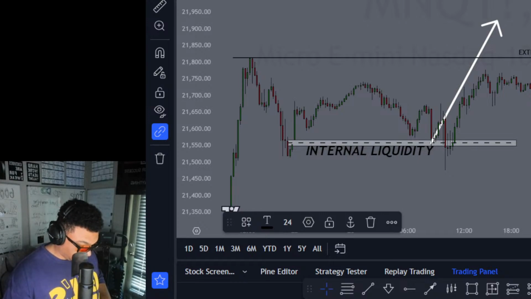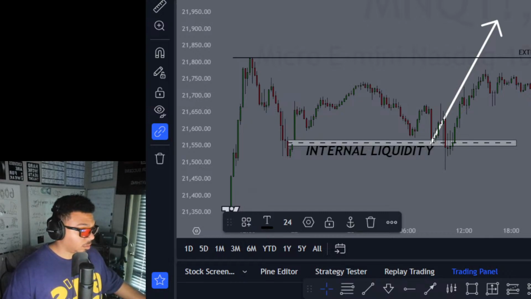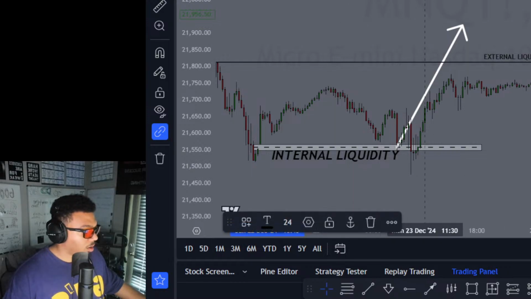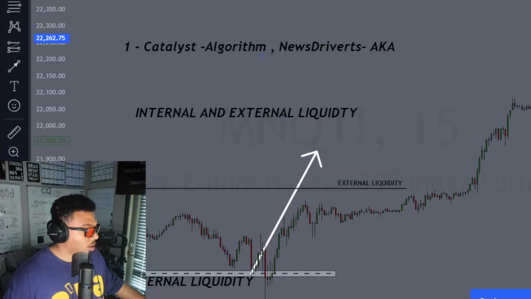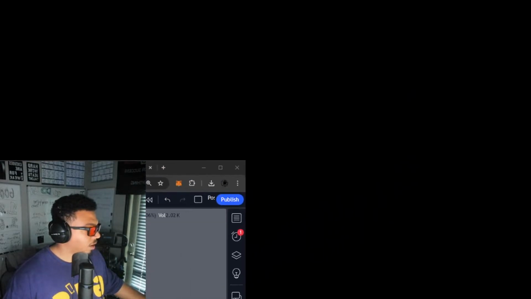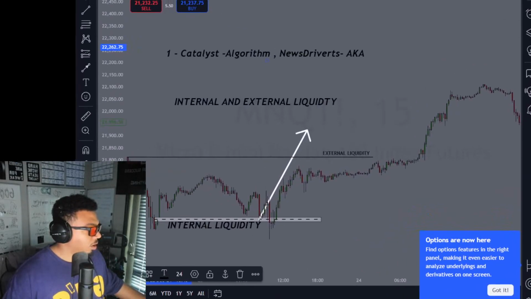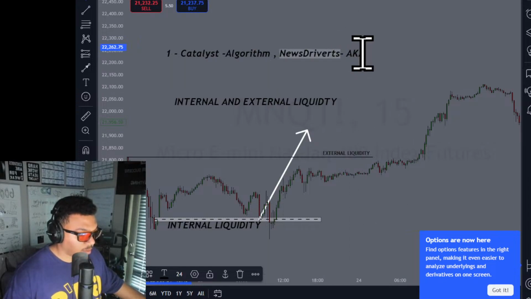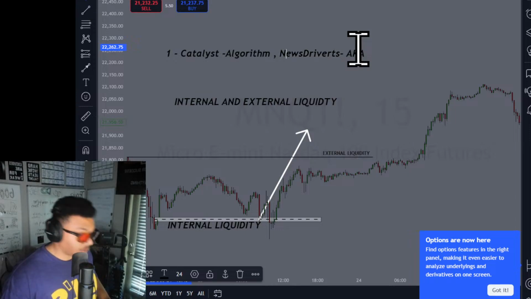news drivers, aka, I can't really see this on the screen. Hold on. Let me zoom this in a bit better. Sorry about that, guys. I'm going to improve on this, but the catalyst is the algorithm, news drivers. I break that down to Forex Factory, right? So that's the first thing you want to think about every day, is just checking Forex Factory.